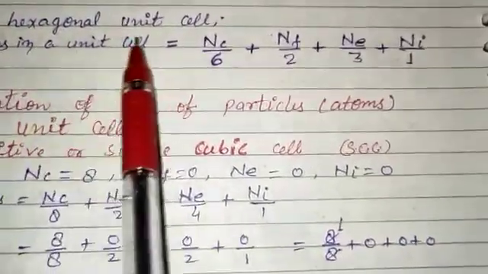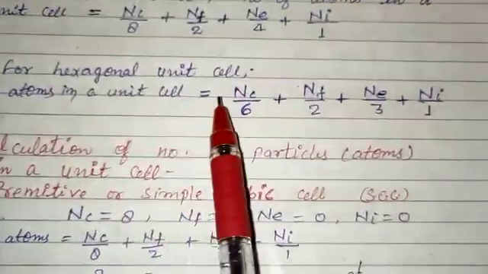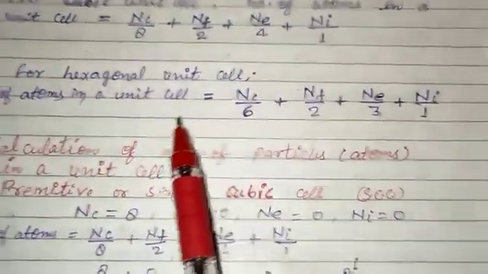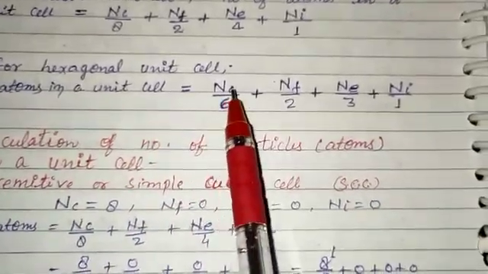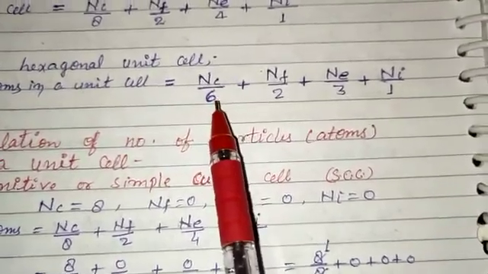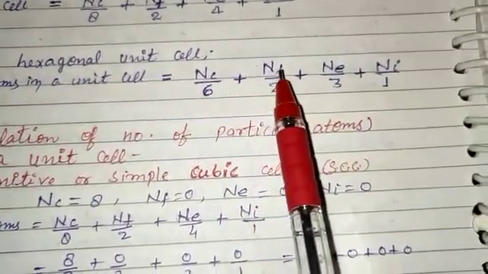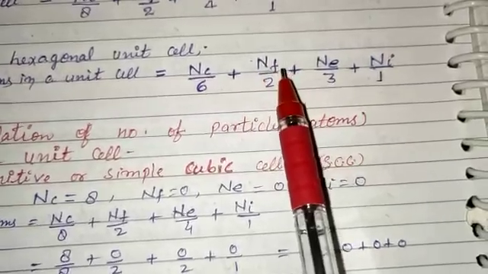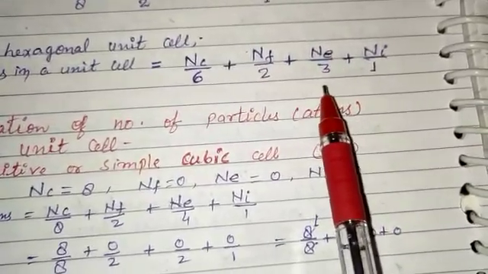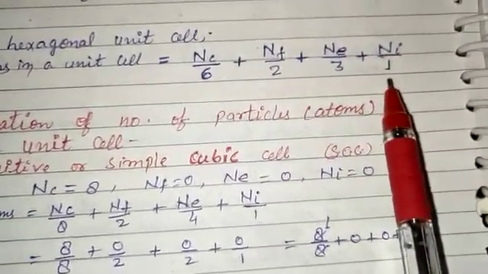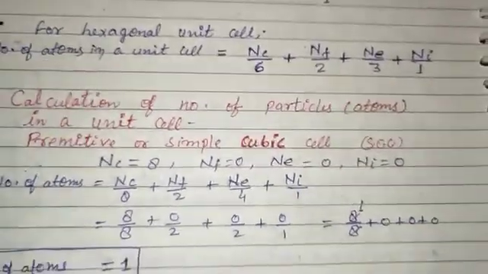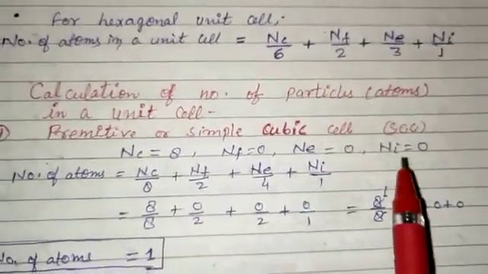Next is the formula for the hexagonal unit cell. It is out of your syllabus, but you can see the formula. The particles present at the corner are divided by 6, meaning 1/6 part is inside the cell. Face particles are divided by 2, particles present at the edges are divided by 3, and inside the cell divided by 1. Okay, but we will talk only about the cubic unit cell.